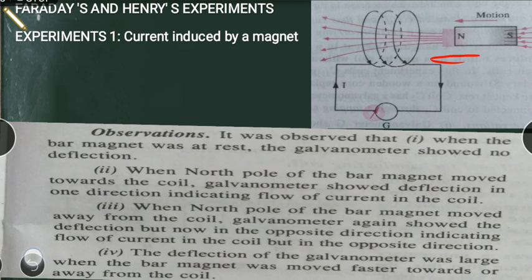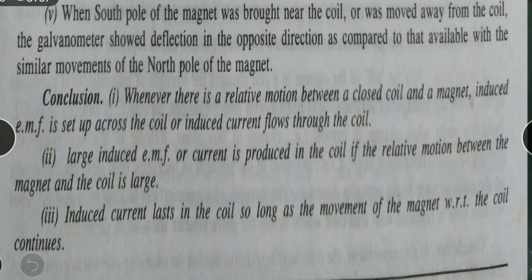Okay. Next case, the reverse case: if instead of the north pole, the south pole of the magnet was brought near the coil or moved away from the coil, then also the galvanometer showed deflection, but in the opposite direction when compared to the movement of the north pole towards one face of the coil. So finally, what we can conclude from these several cases: whenever there is relative motion between the coil and the magnet, an EMF is induced.